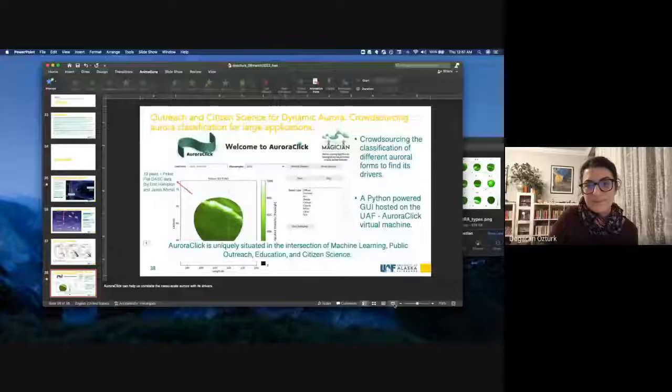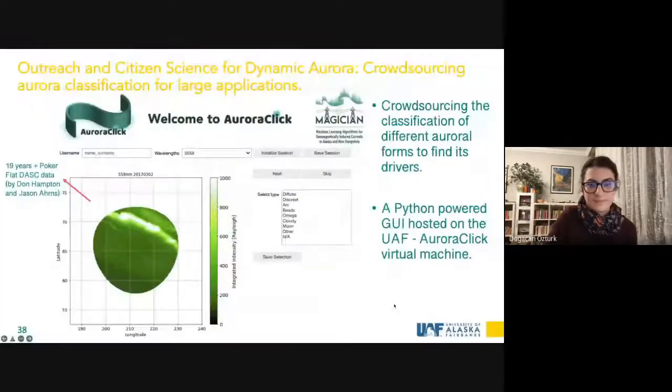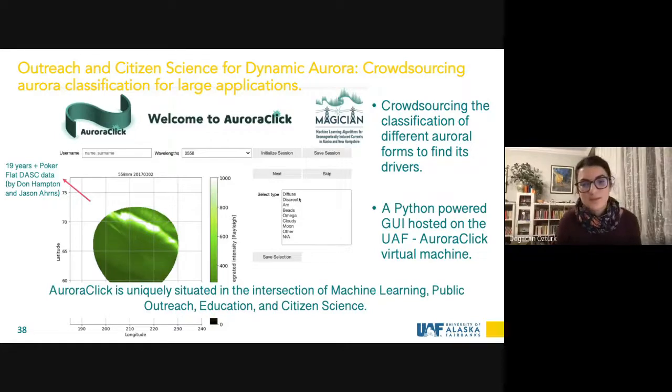I have a slide that I can show, let me show this again. Sorry. So basically, we can also do crowdsourcing of identification that can help us do supervised learning for the aurora clusters. We are hoping to launch this website really soon. We have 19 years plus of Poker Flat data that we can really use, with the community effort to classify.